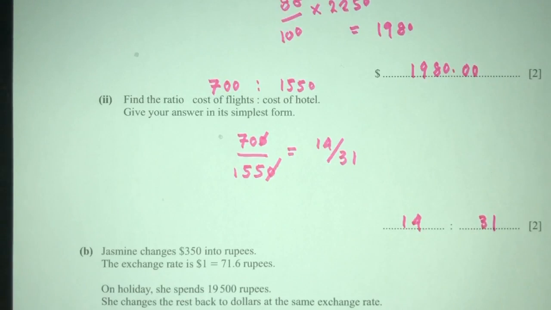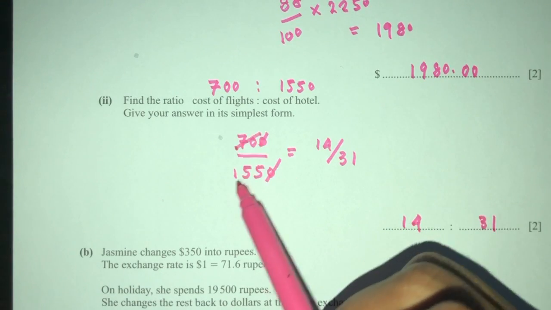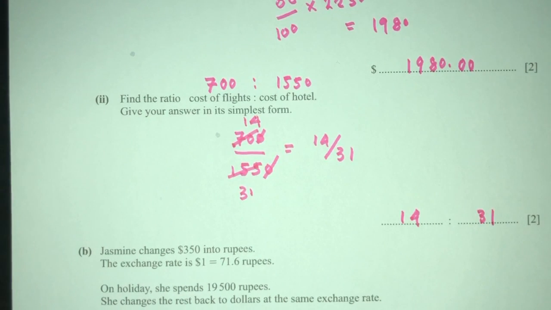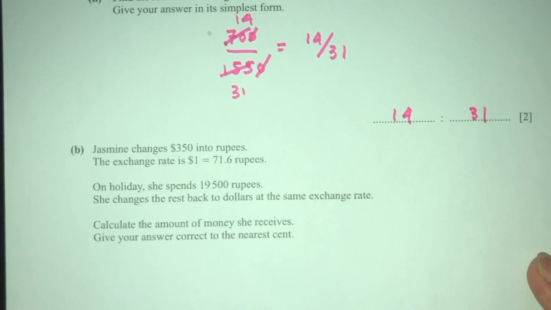Again, you have to show your division. Divided by 5 will be 31 here. That will be 14 over here. Because usually they will want to see how you got your answer. So that's why you have to show in a way you tried something to basically do this question. Now, that is for part 2. Now let's move on to part B.